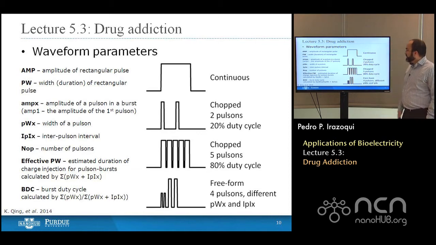So each of these can be calculated, and we can look at a continuous pulse versus a continuous pulse chopped up into 2 pulsons, each with a 20% duty cycle, or 5 pulsons with an 80% overall duty cycle, or freeform, where you have little pulsons and big pulsons and all sorts of combinations in between.